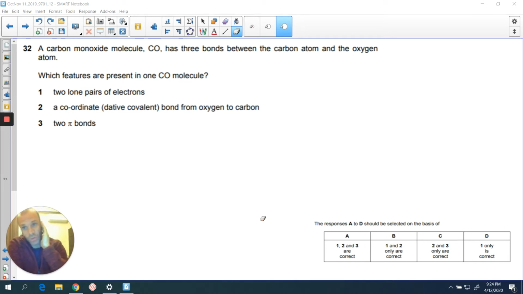Okay, a carbon monoxide molecule has 3 bonds between the carbon atom and the oxygen atom. Which features are present in a CO molecule? And then your 3 options there. Okay, we'll go through them one by one.